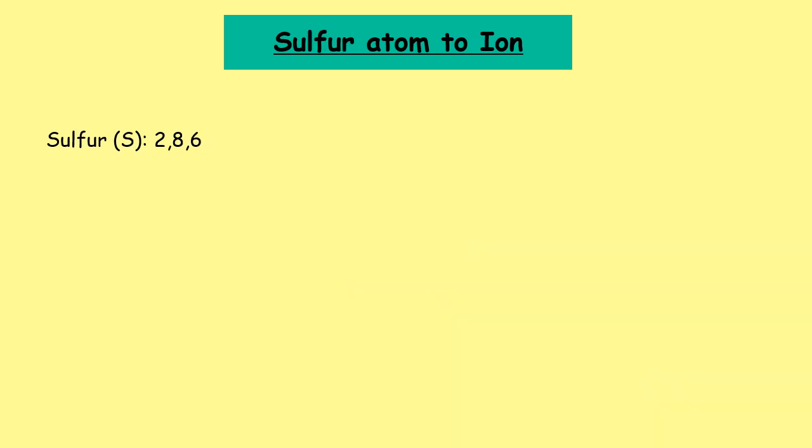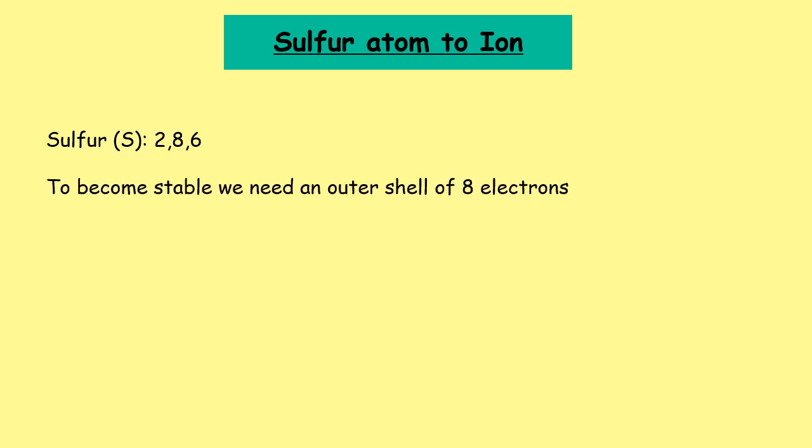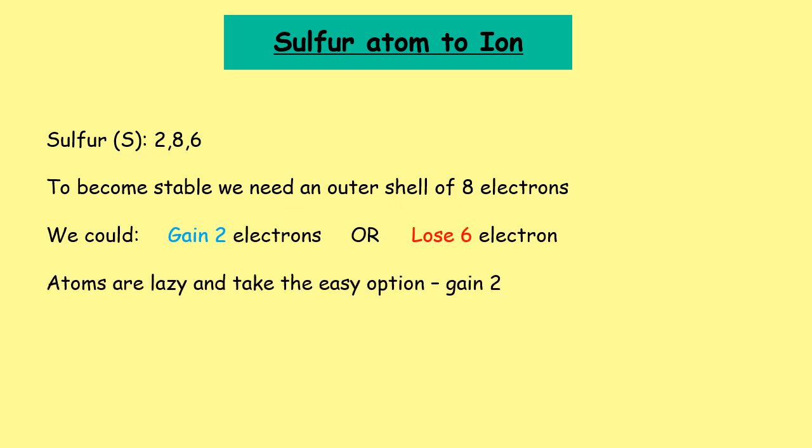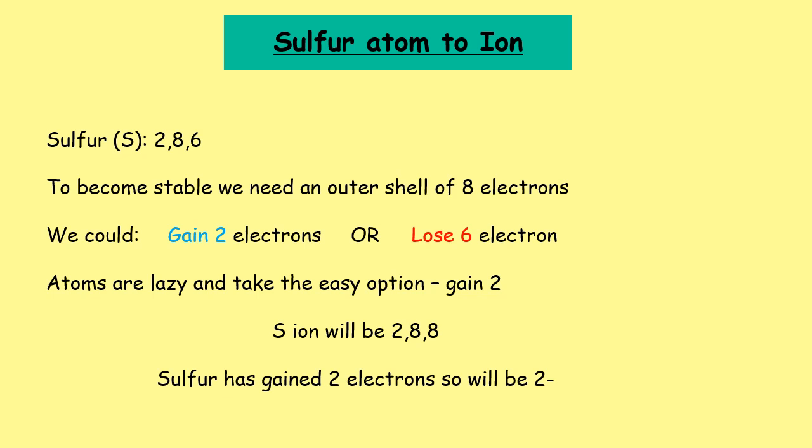And another option. This is sulfur going from an atom to an ion. When sulfur is an atom, its electron arrangement is 2, 8, 6. Remember, stability means an outer shell of 8 electrons. So for sulfur, its 2 possible options are gaining 2 electrons or losing 6 electrons. And again, atoms are lazy, they will take the easy option. Gaining two is easier than losing six, so it will gain two electrons. Its new electron arrangement as an ion will be 2, 8, 8. Because it has gained two electrons, it will have a charge of 2 minus, and we draw the charge on the top right-hand side, number before sign.